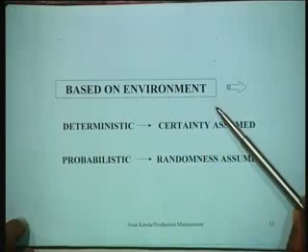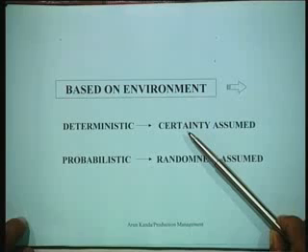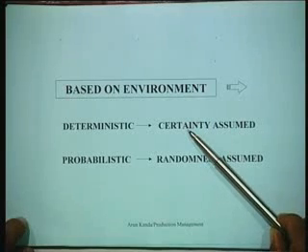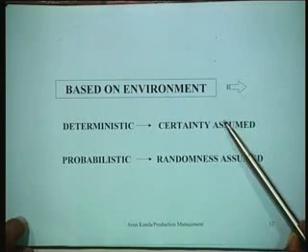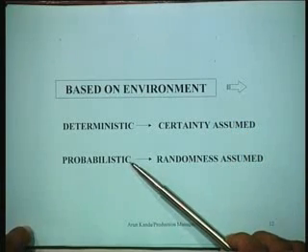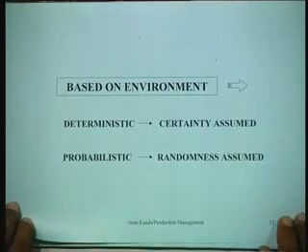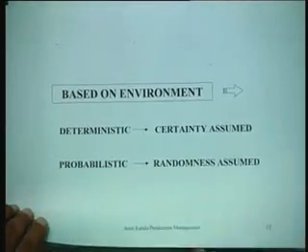Now, models can also be classified based on the environment. We are talking here about the decision environment. Broadly speaking, you can deal with deterministic models, where you are assuming certainty for the various variables, or probabilistic models, where randomness is assumed and some kind of variation is assumed for different types of variables.